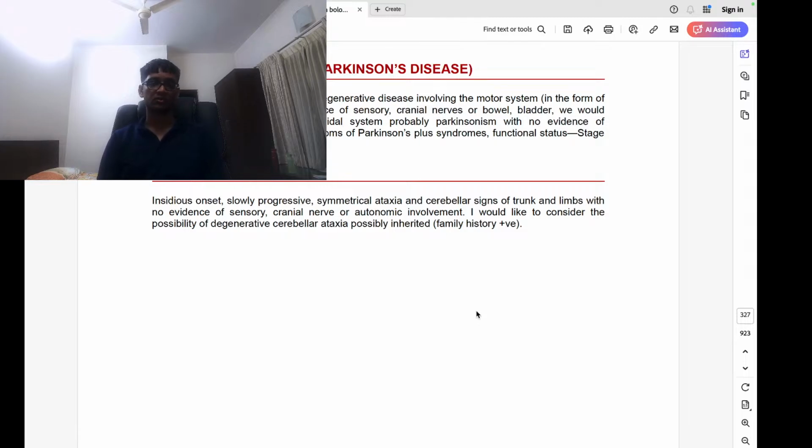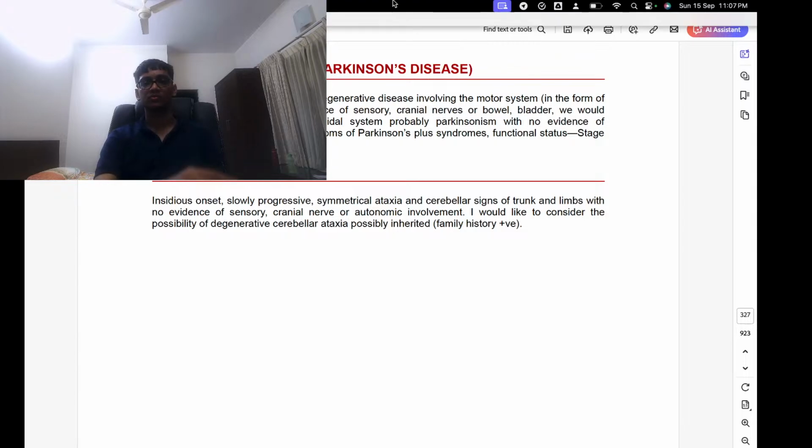For ataxia, it is insidious onset, slowly progressive, symmetrical ataxia, and cerebellar signs of trunk and limbs with no evidence of sensory, cranial nerve, or autonomic involvement. I would like to consider the possibility of degenerative cerebellar ataxia, possibly inherited. Family history is positive.